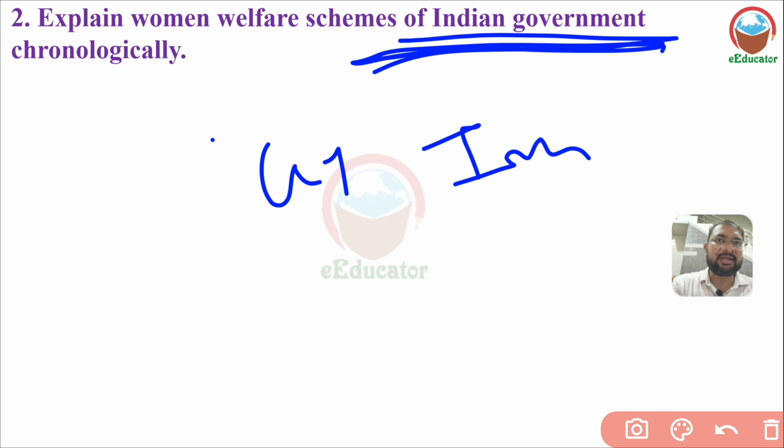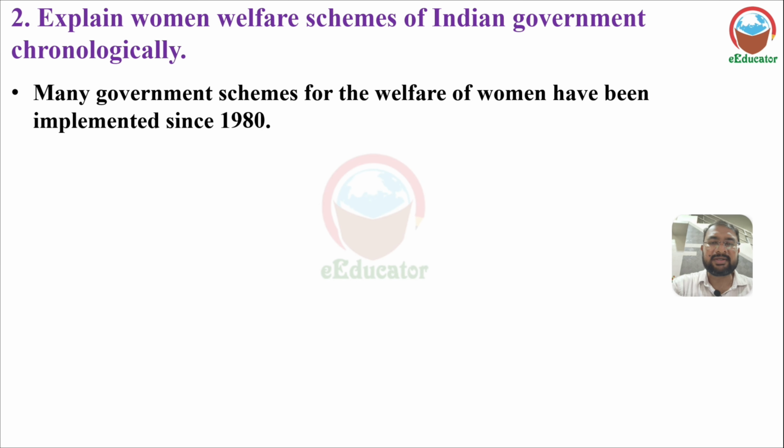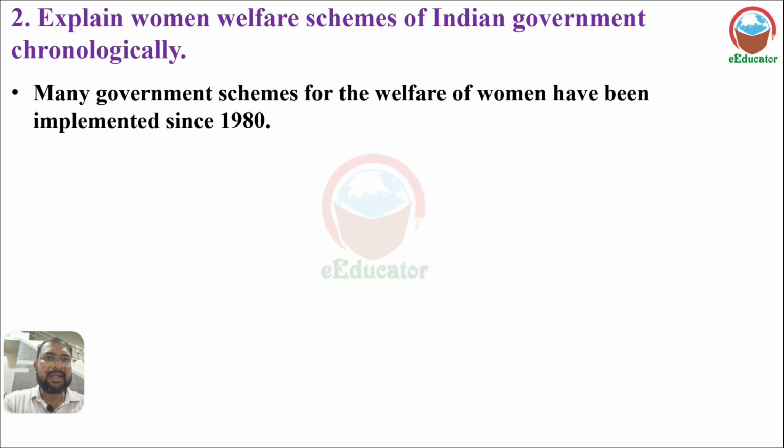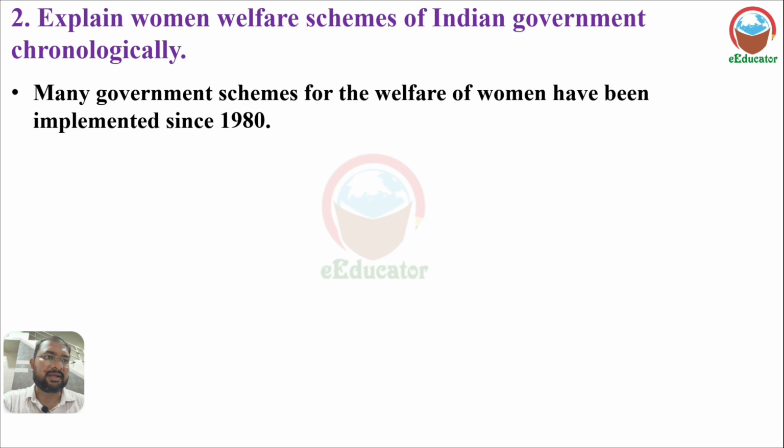Okay, Indian government chronologically means year by year, whatever happened first. So whatever is first, that has to be written first, and after that we have to slowly arrange year wise, because the word chronologically has been used. So many government schemes for the welfare of women have been implemented since 1980. Since 1980, a number of schemes have been implemented by the government of India.